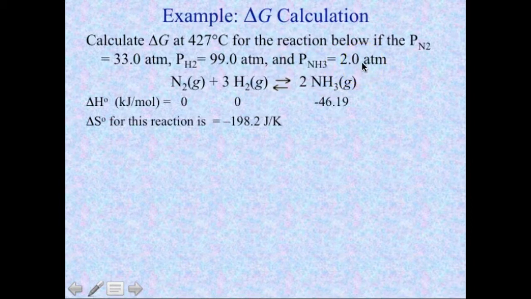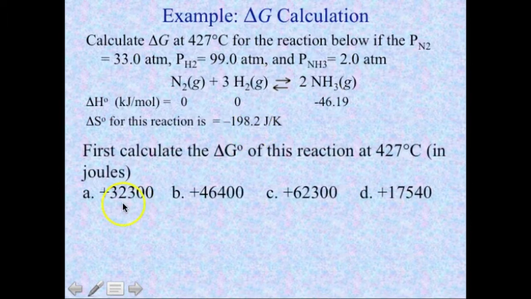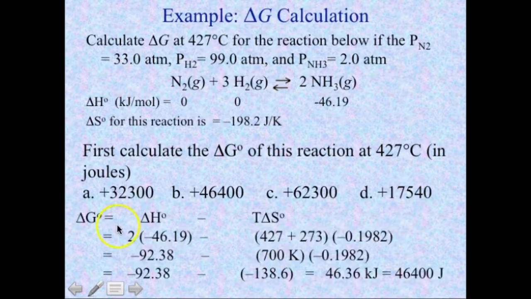So how would you do this? The first step in doing this is to calculate the delta G0 for this reaction at 427 degrees Celsius. And you're going to calculate it in joules. So these answers are all in joules. How would you go about doing that? Turn your playback off, try it, and come back. We'll discuss it. Okay, here we go.